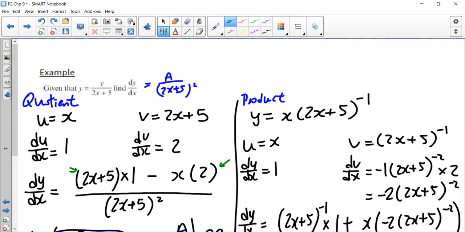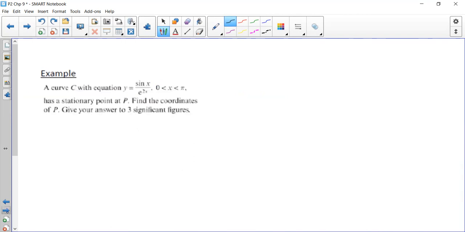So what I'm trying to say is, you can use either the quotient or product rule, but when you see a fraction, use the quotient rule. Be good and use the quotient rule. When you see a burger, eat it. When you see chips, eat it. When you see a fraction, quotient rule.